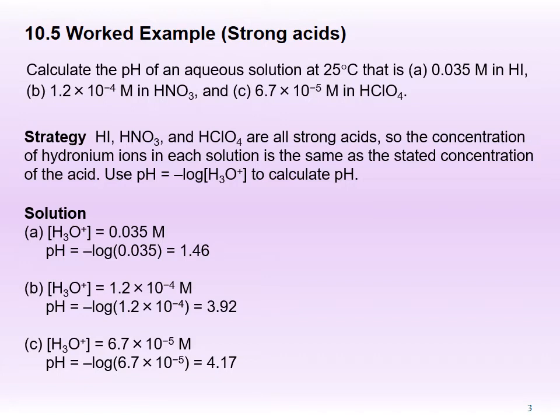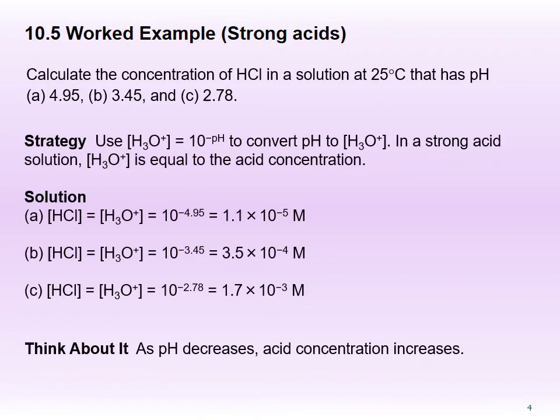Hydroiodic acid, nitric acid, and perchloric acid are all strong acids, meaning that they are 100% ionized. So the concentration of hydronium ions in each solution is the same as the stated concentration of the acid. Therefore, use pH equals negative log of hydronium ion concentration to calculate pH. Thus we get for part A 1.46, for part B 3.92, and for part C 4.17.